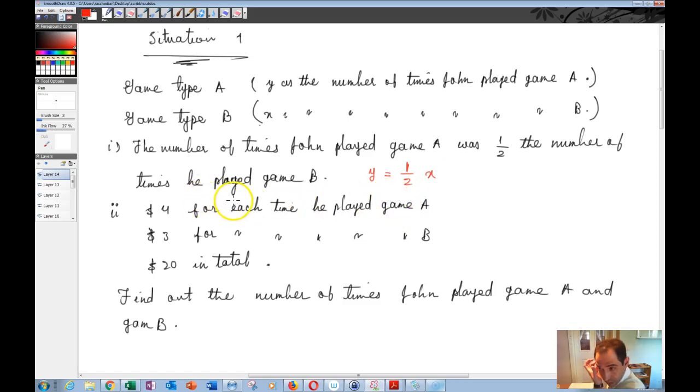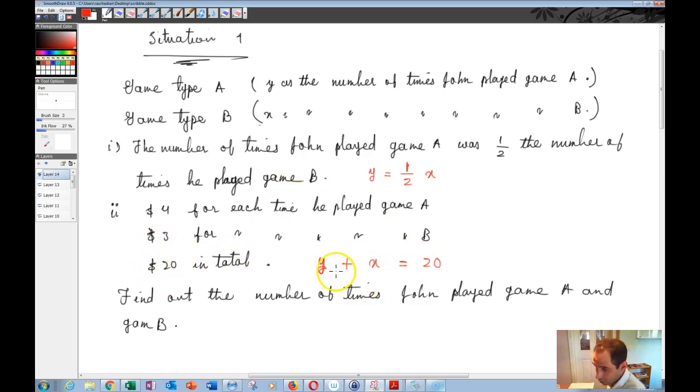And then for each time he played game A, he paid $4. For each time he played game B, he paid $3, and in total he paid $20. So if I imagine that he played game A a Y number of times, and also he played game B an X number of times, and in total he had to pay basically $20.